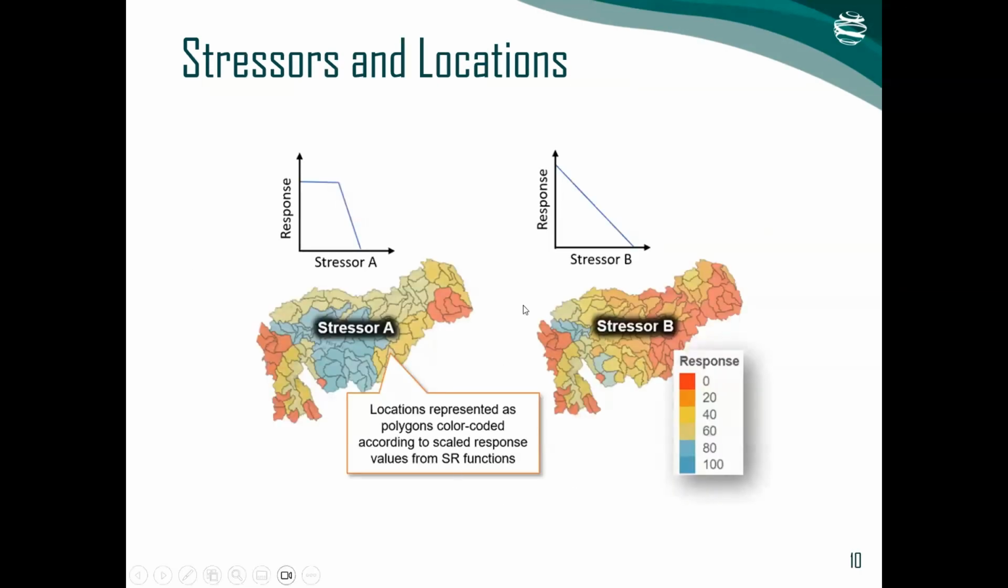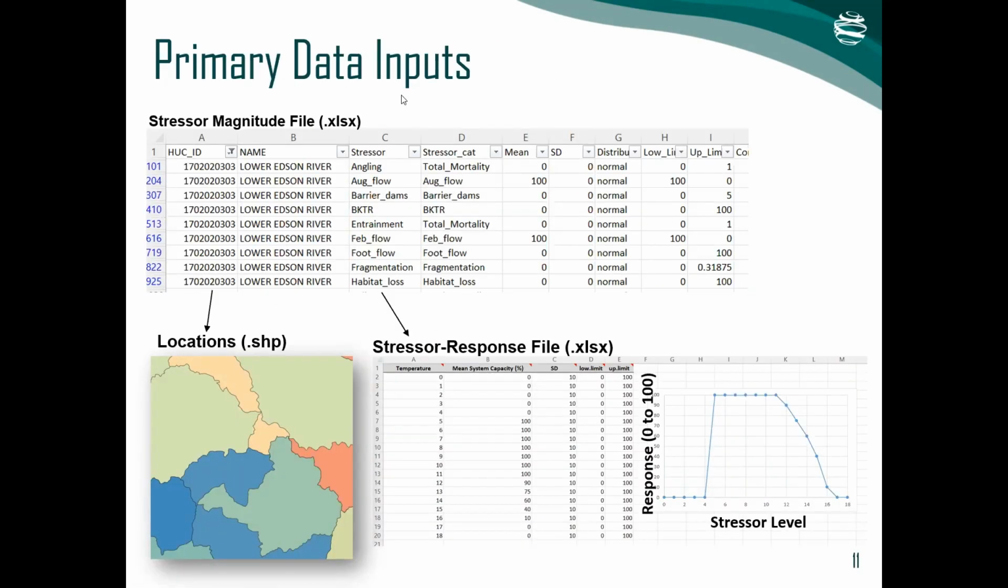In the example below, we can see a series of locations color-coded according to their stressor response relationships and stressor magnitude scores for two different stressors. So there's three main data inputs in the CEMPRA toolbox. One is the stressor magnitude file, two is the stressor response file, and three is the location.